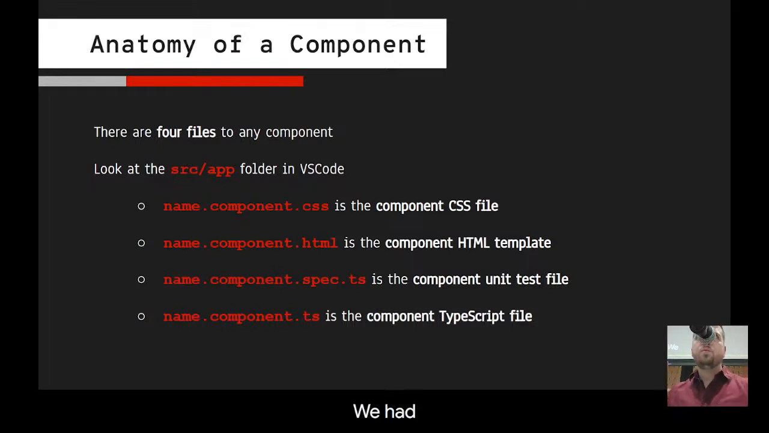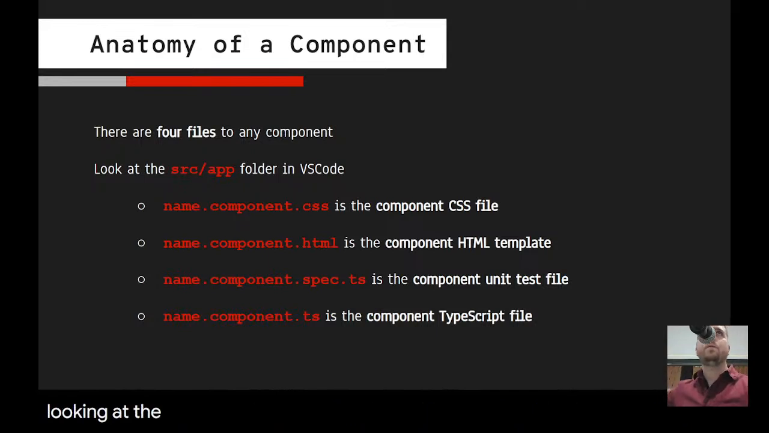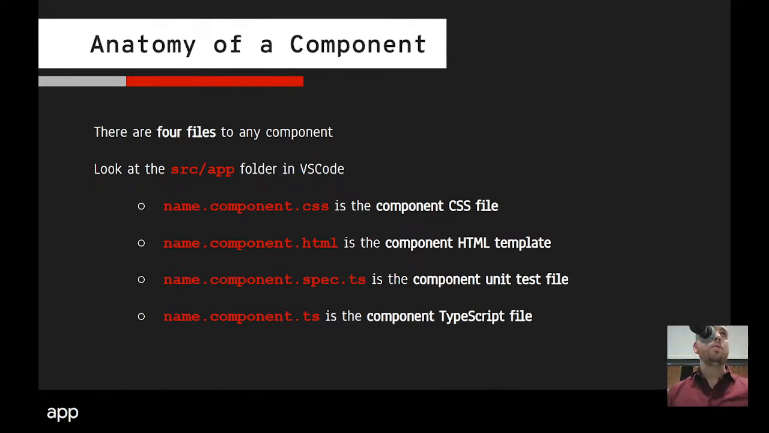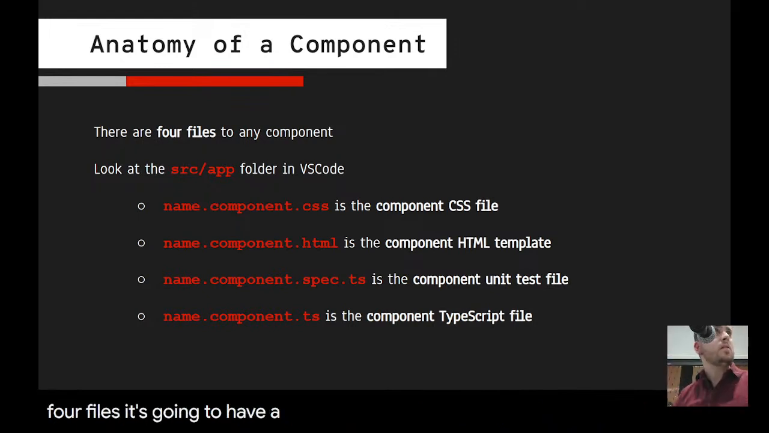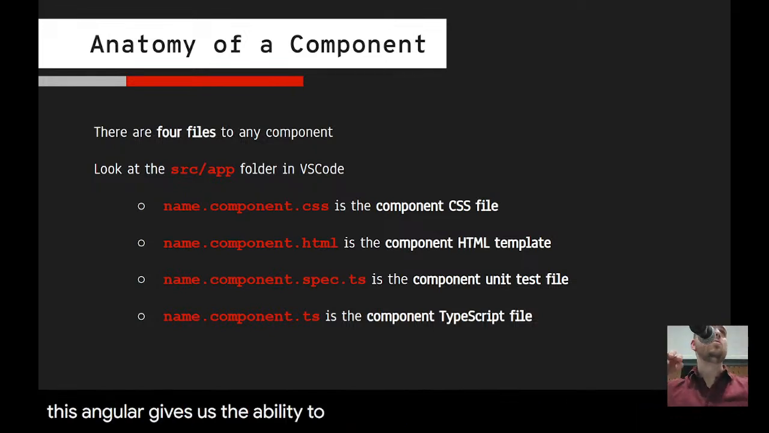Cool. So we talked about this quite a bit when we were looking at the demo project that we created. But just to call them out again, the app component or any component we create is going to be generated with 4 files. It's going to have a CSS file that's just for styling, right? An HTML file, and Angular gives us the ability to do more interesting things with it, like reference things like we saw with the name example.